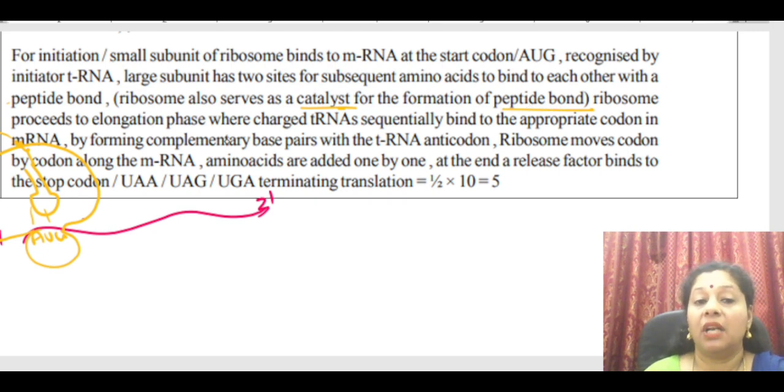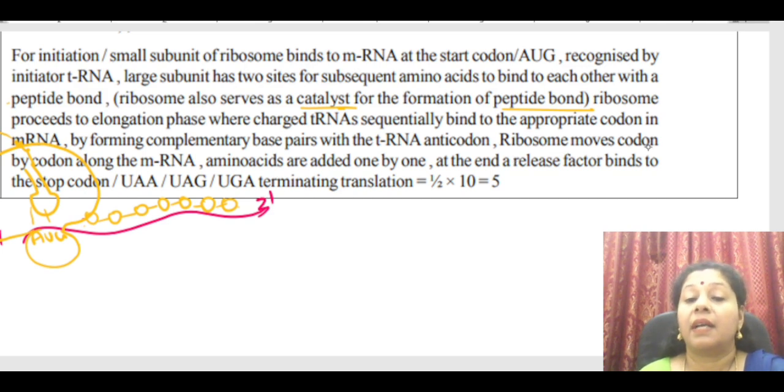Ribosome proceeds to elongation phase where charged tRNA sequentially binds to the appropriate codon in mRNA by forming a complementary base pair. That means the amino acids will be connected by peptide bonds and the tRNA anticodon. Ribosome moves codon by codon along the mRNA. Amino acids are added one by one.